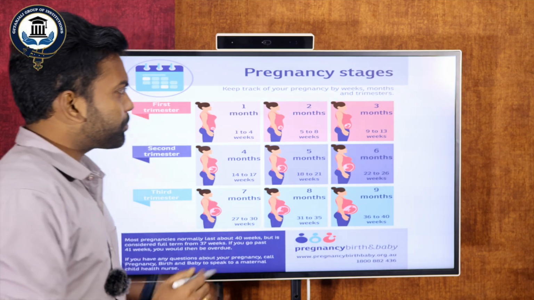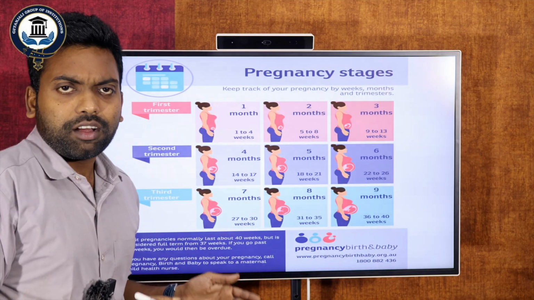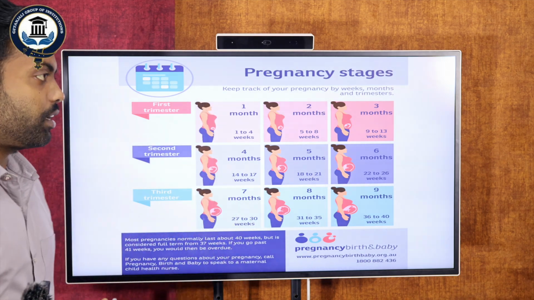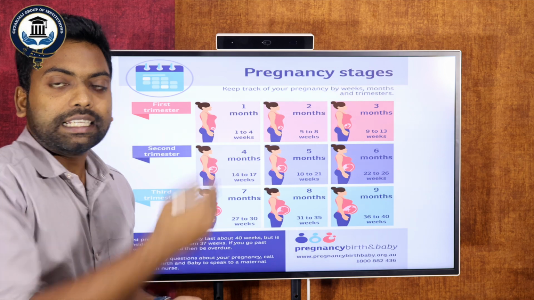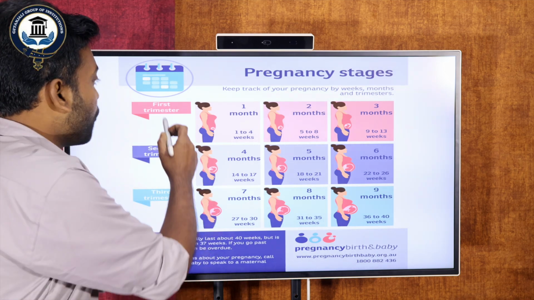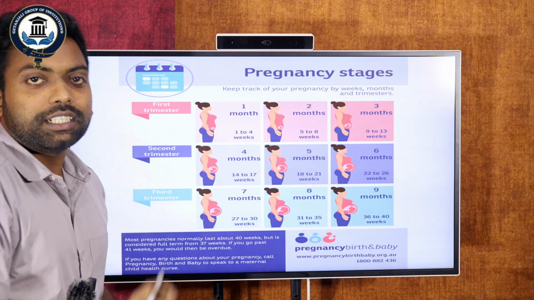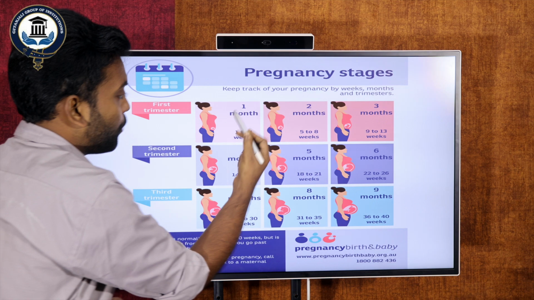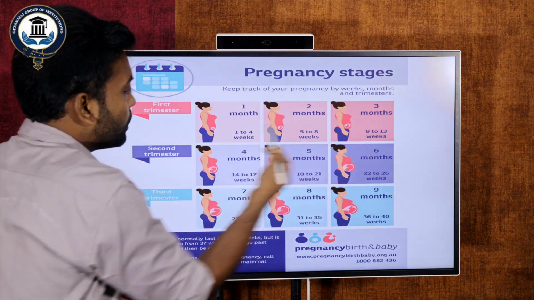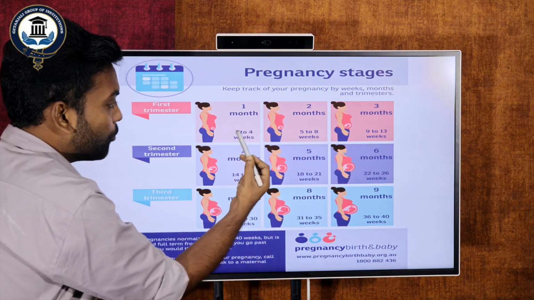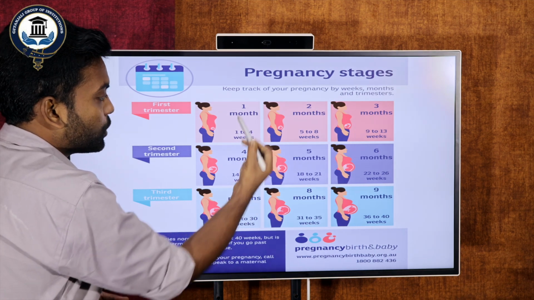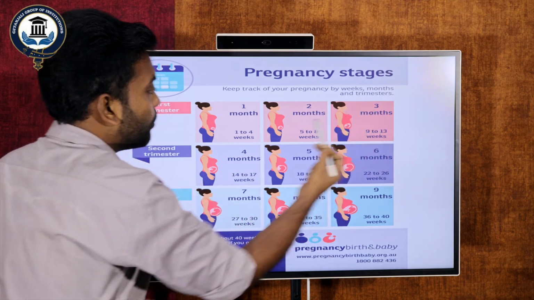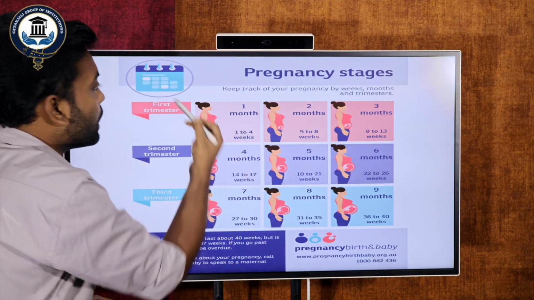And next we can see, as I told you, prenatal, I mean before the delivery, before the birth. So what are the stages there? We can consider three trimesters: first trimester, second trimester, third trimester. The first trimester includes 3 months: first month, second month, third month. So how is it considered in weeks? 1 to 4 weeks is called the first month, 5th to 8th week is called the second month, 9th to 13th week is called the third month. So these 3 months are called the first trimester.